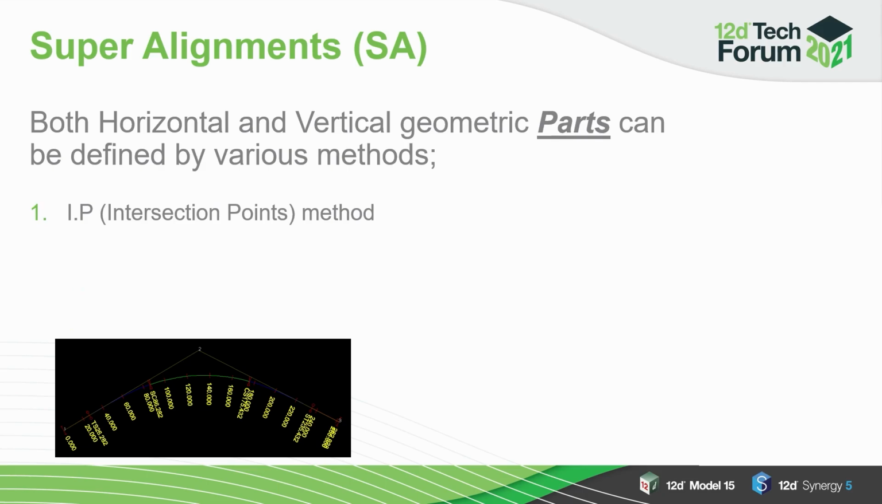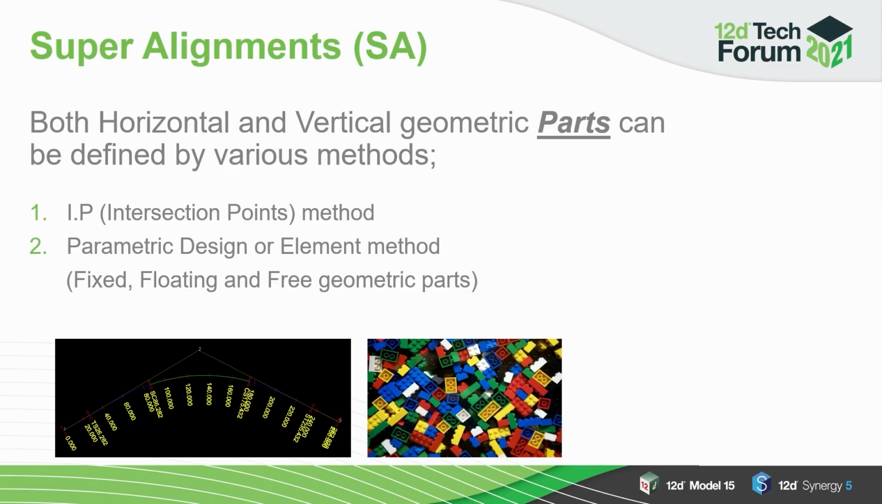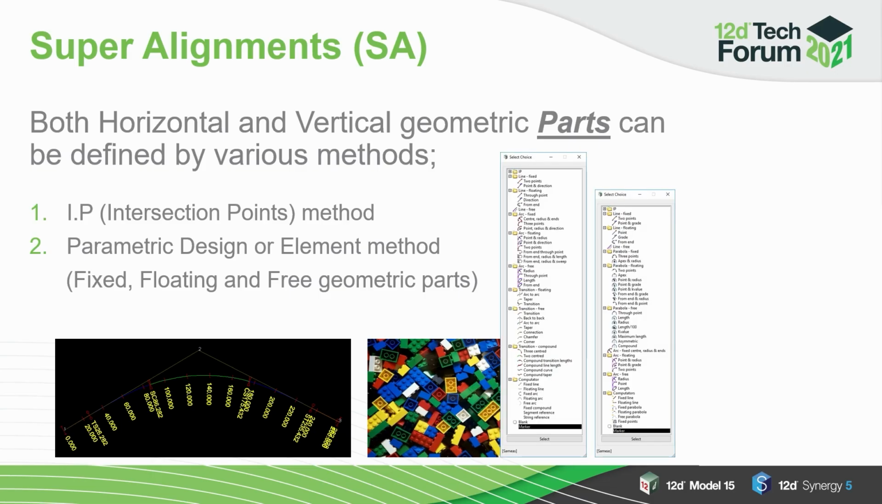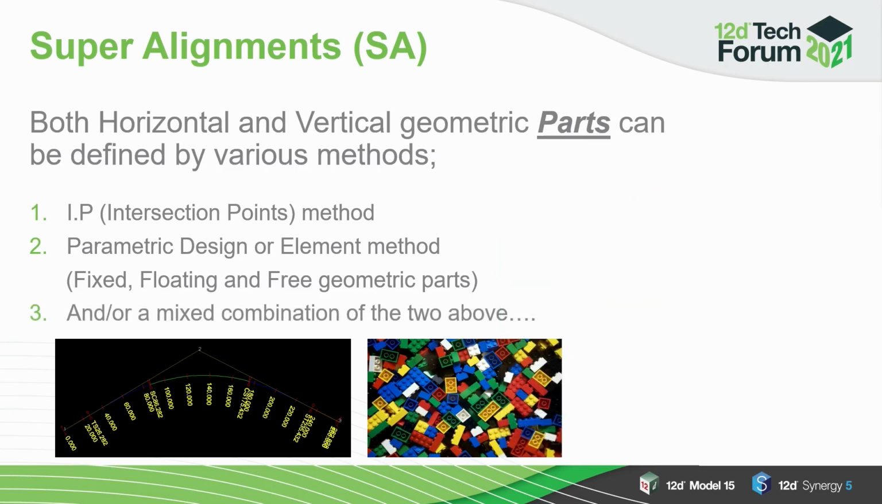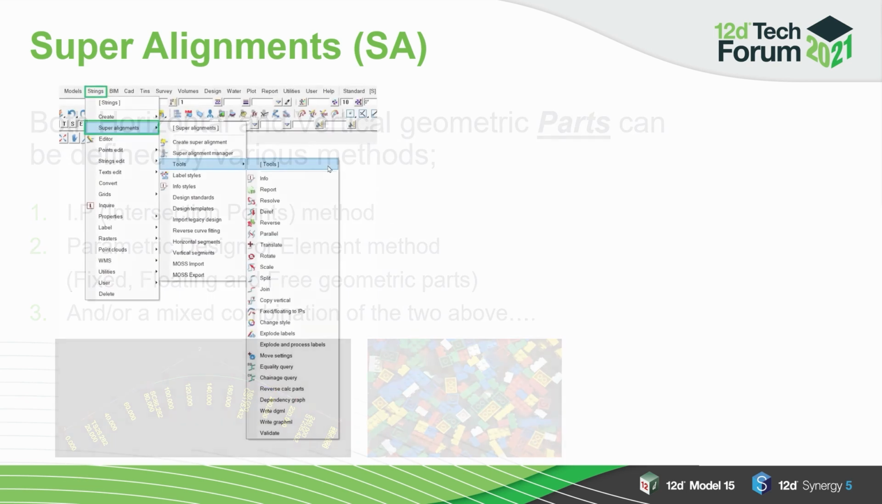The geometry can be defined by various methods. The intersection point method, which we're going to go through now, where the bearings and straights of the horizontal and vertical grades intersect. There's also the parametric design or element method, often referred to as a Lego box, where we can actually place a number of parts together. There's quite a number of choices, but you do find you use the same ones quite often, so don't be overwhelmed by the number of choices available to you. Or a third option is to mix the two, both the intersection point and the element method together. Again, it's a little bit more advanced, but it's quite possible to do.